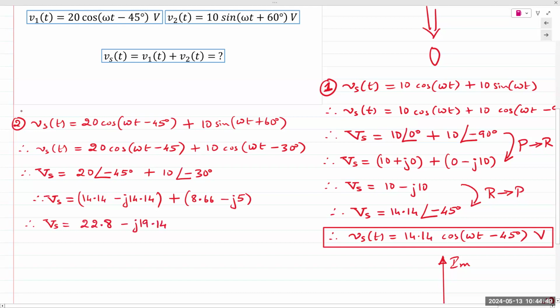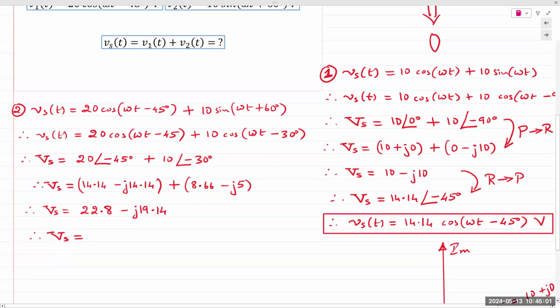Anyone with the final answer? What did you obtain for magnitude? Anyone? 29, yes. And how about phase angle?